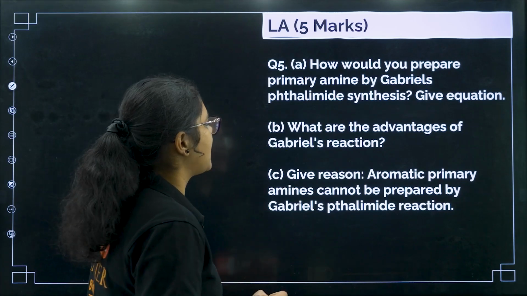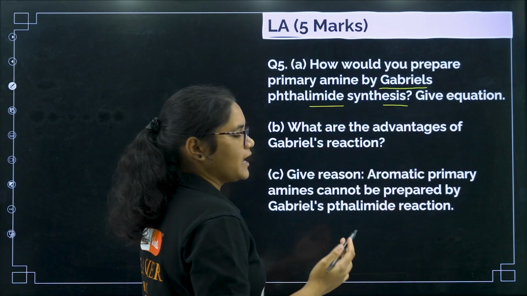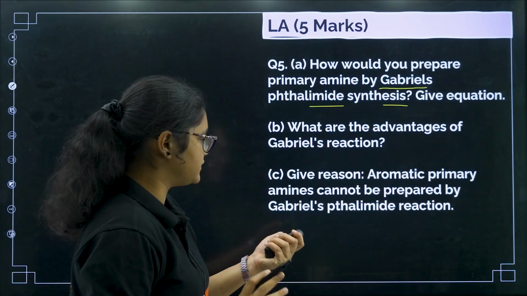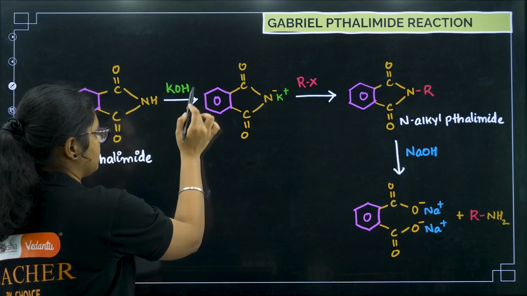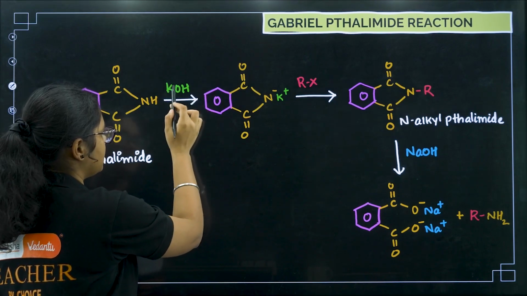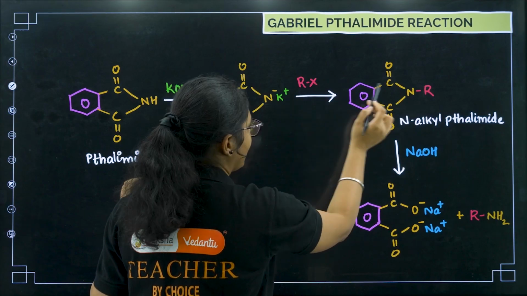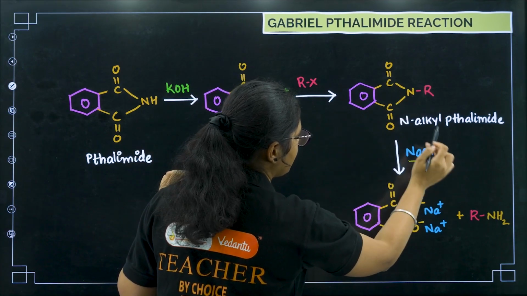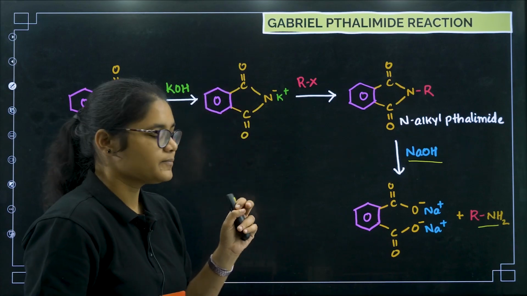Now coming to question number 5. How would you prepare primary amine by Gabriel phthalimide synthesis? Give equation. I have already discussed the mechanism, so I'll just show you once again here. First you need to take phthalimide, react it with KOH, right? Then salt formation will take place. Then you take one RX, then we get NR, and then finally you treat it with NaOH, hydrolysis takes place and we get RNH2. Clear?